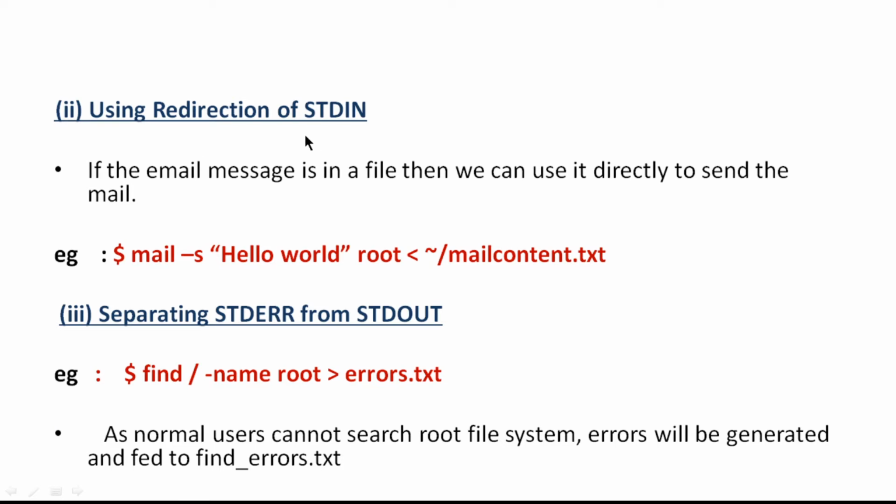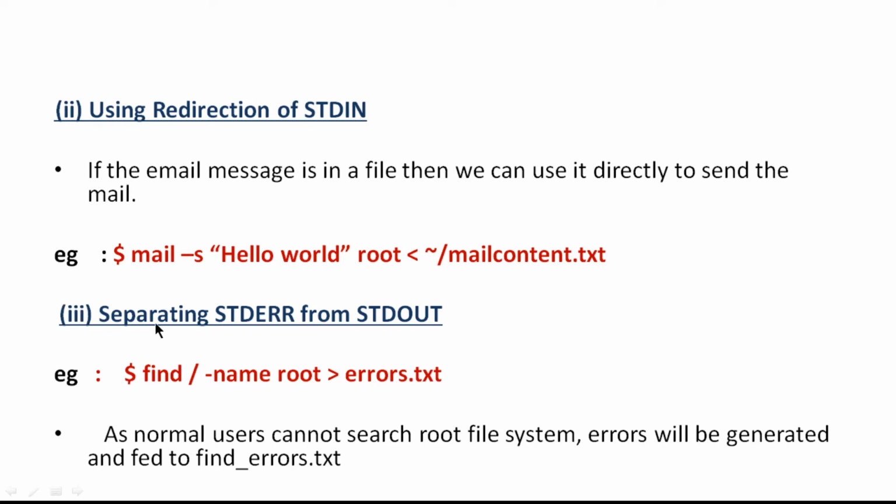Then you can use redirection to act as input, stdin. In case I want to send a mail message and I have my mail message in a text file, I can use the command mail -s hello world, and I've asked it to get the content from mail_content.txt. In my current directory I have the file mail_content.txt, and I am using the less than symbol here to move the content of this file to the mail message. So the redirection is happening as input.